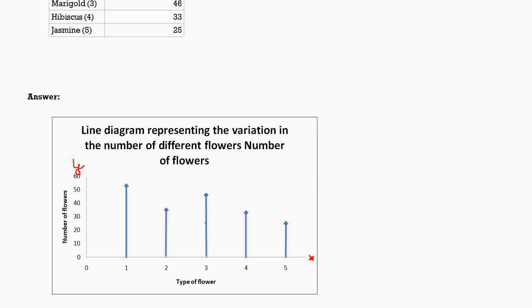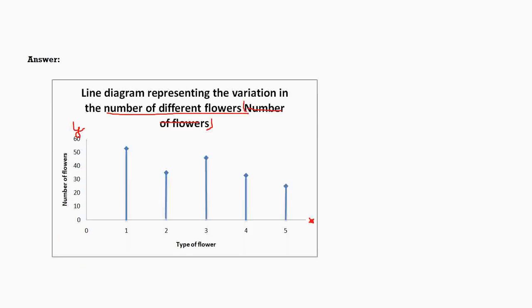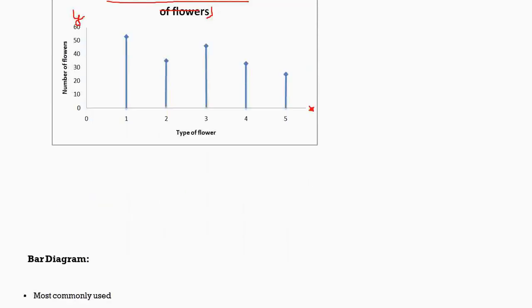So these lines represent variation in the different number of flowers. So this I've just added extra, let's just ignore that. Moving ahead, let us see what are the bar diagrams.